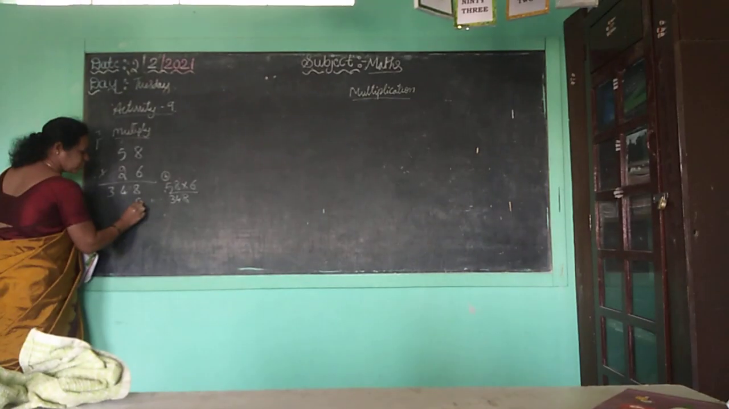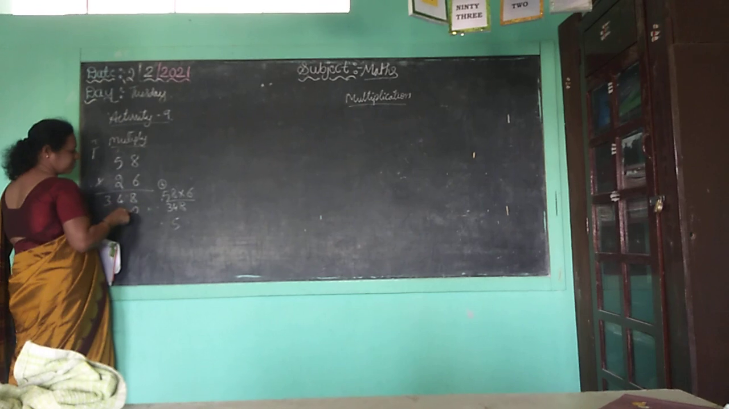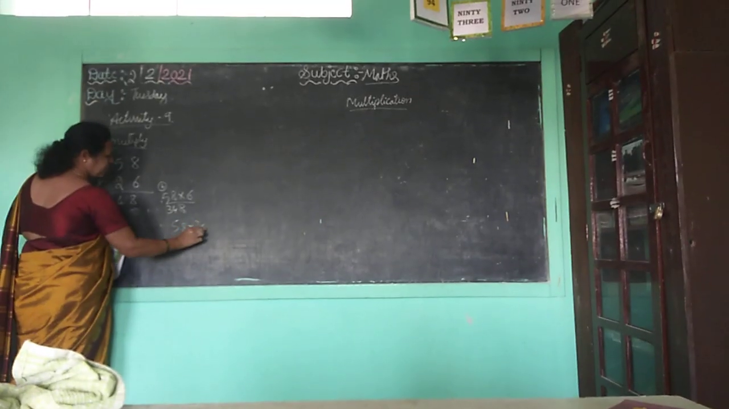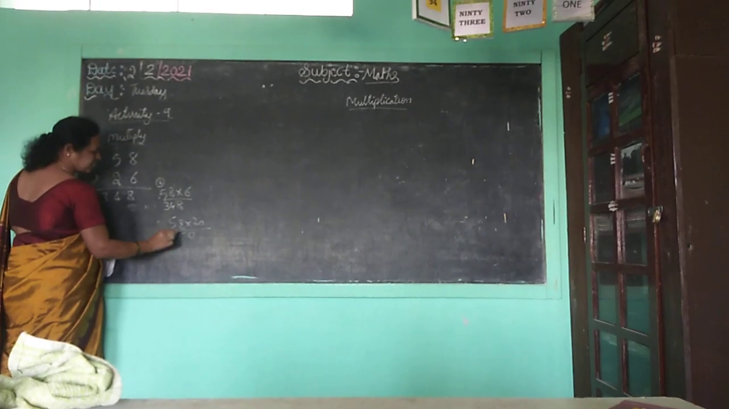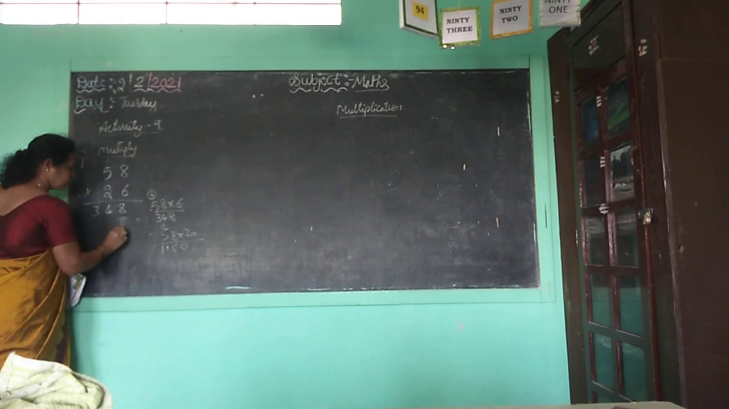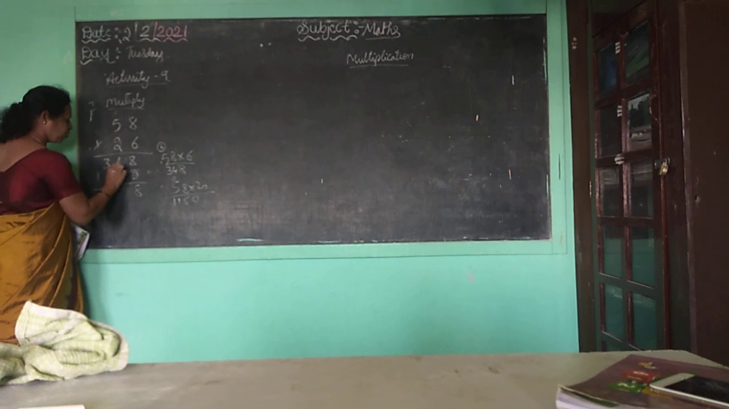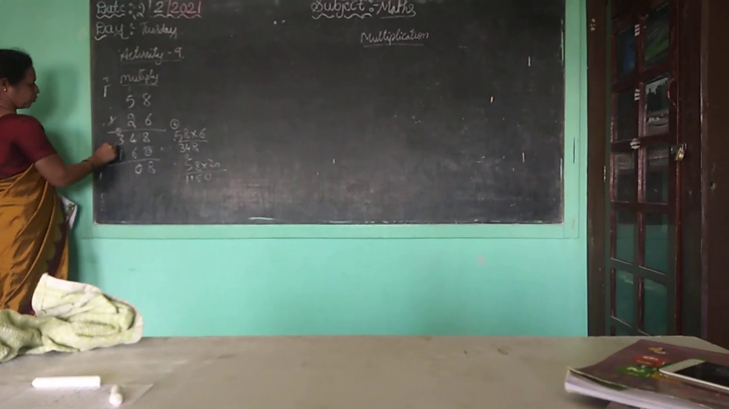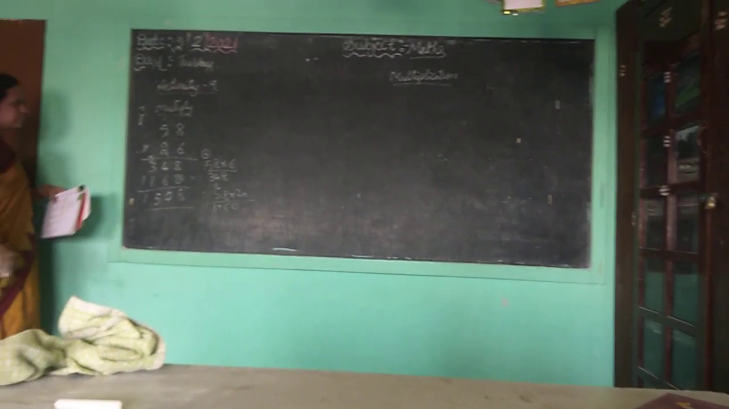The ones place is over, now put 0 and multiply 58 into 2. Otherwise you can put 58 into 20 also, children. One 0 is there, write it now. Multiply: 2 eights are 16, 1 carry, 2 fives are 10 plus 1 is 11. So 1160. Okay, 8 plus 0 is 8, 4 plus 6 is 10, write 0, 1 carry, 1 plus 3 is 4, 4 plus 1 is 5, then 1. Okay, children.